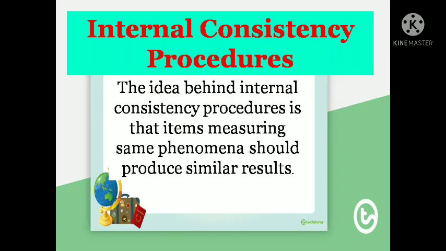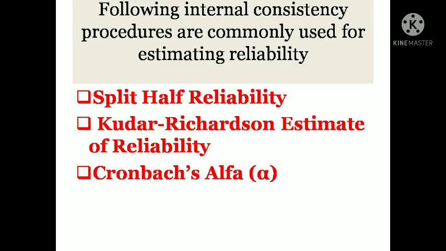Internal consistency procedures. The idea behind internal consistency procedures is that items measuring the same phenomena should produce similar results. The following internal consistency procedures are commonly used for estimating reliability: split-half reliability, Kuder-Richardson estimate of reliability, and Cronbach's alpha.